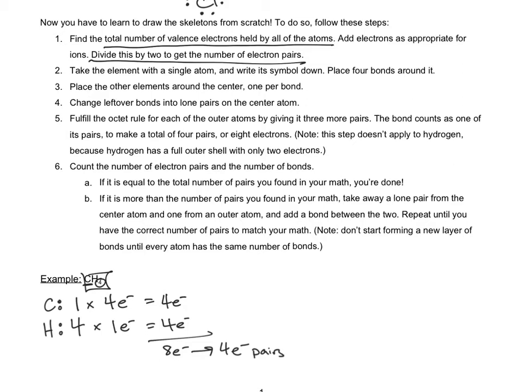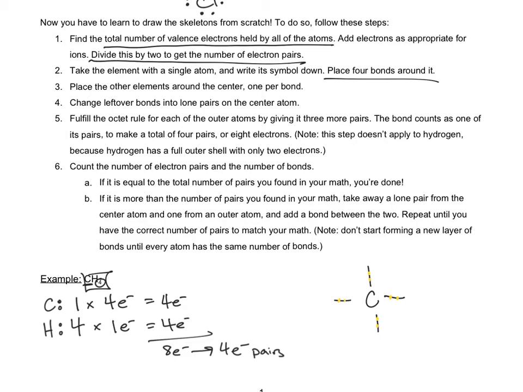Now we move to step number 2. Take the element with a single atom and write its symbol down. That element here is carbon. That element's going to go in the middle. And we place 4 bonds around it. 1 bond, 2 bonds, 3 bonds, 4 bonds. And remember that each of these bonds is really just 2 electrons hanging out. There's like 2 electrons inside each of those bonds.